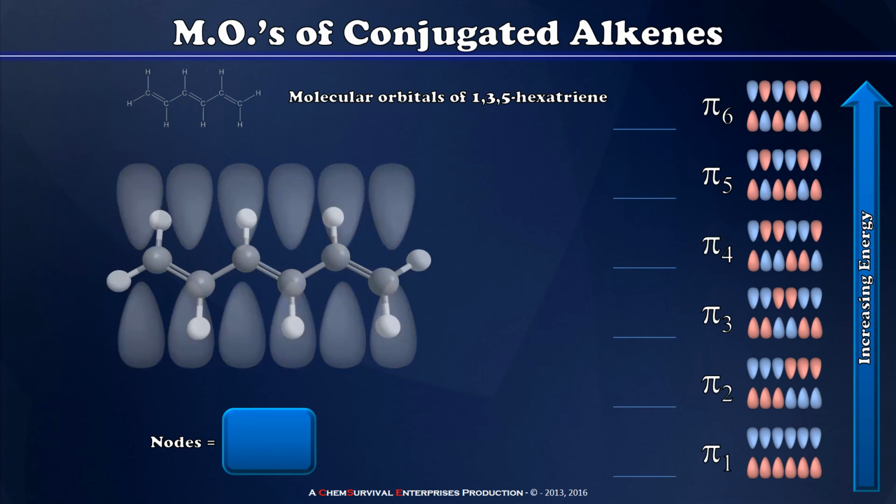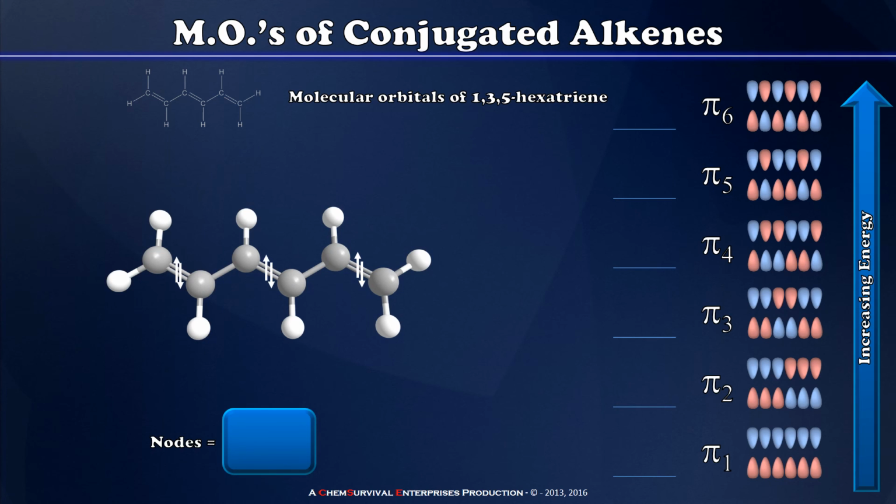If I populate this system, again, the trend continues. I take my 6 pi electrons, placing them in the lowest energy orbitals, discovering that the highest occupied molecular orbital is pi3, and the lowest unoccupied molecular orbital is pi4. Now, I've only shown you relative energies here, but in the future we'll talk a little bit about how to calculate the exact energies of these molecular orbitals, and that'll be very useful when we talk about spectroscopy.